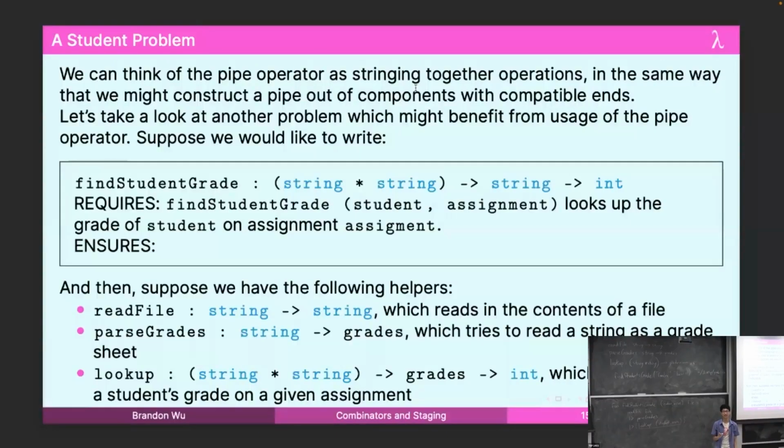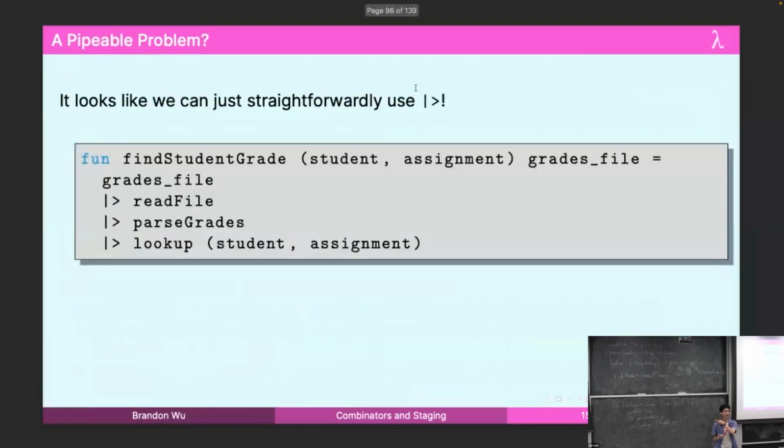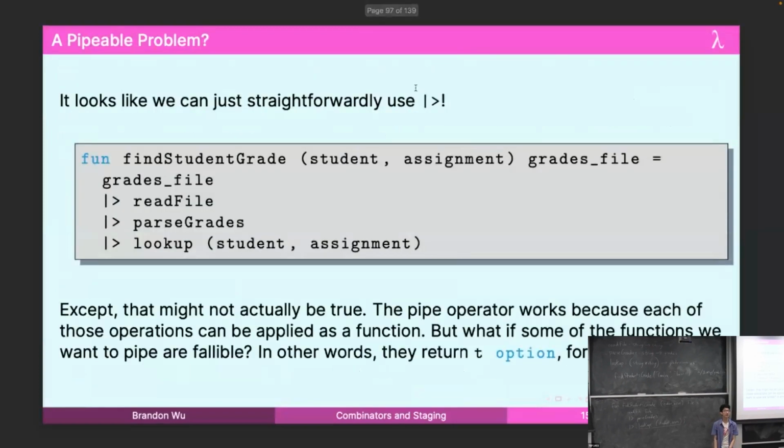Except this is not realistic enough. Because I said that this only works if the ends are compatible. But these are not the types that they should be. Why? Because I can read a file and it might not exist. So how would I get a string out? I might parse a grade, but it might be complete nonsense. It might not have commas in it, or it might be written in Cyrillic, okay? It might not be a valid grades file, so this shouldn't always return to me a grades.